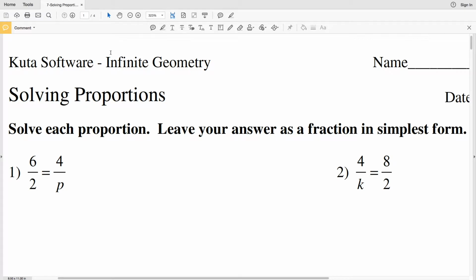In this video, I'm going to start the Kuta Software Infinite Geometry free worksheet, Solving Proportions. I'll leave a link in the description below so you know how to access this worksheet.